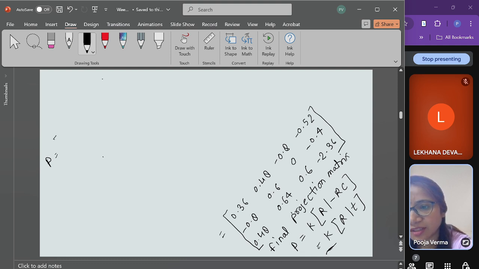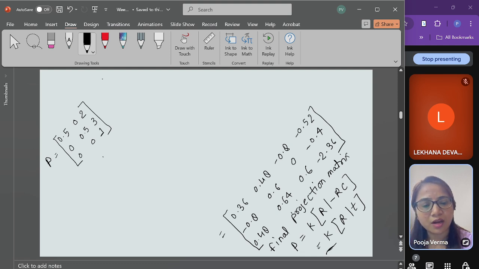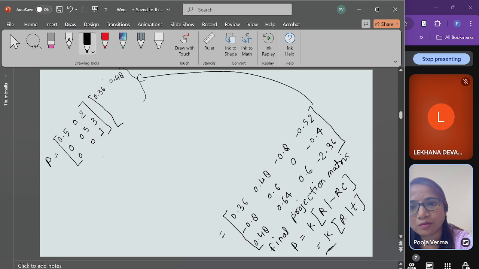So the intrinsic matrix K, what are the values? So it is 0.5, 0, 2, right? 0, 0.53, I think, yeah. 0, 0, 1. So this one, 0.5 and 3. Okay. Now the R given T matrix is this one. Just write it. I have a little bit less space. So 0.36, 0.48 and these values here.